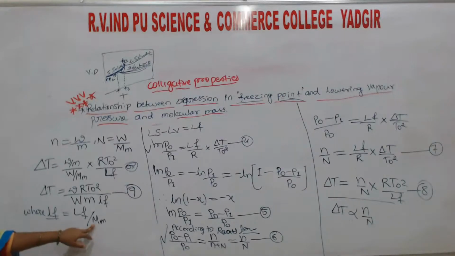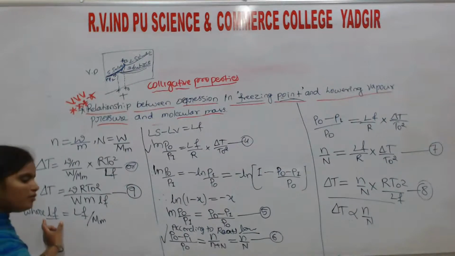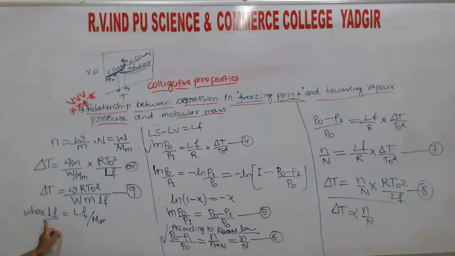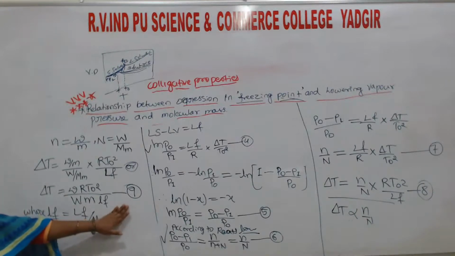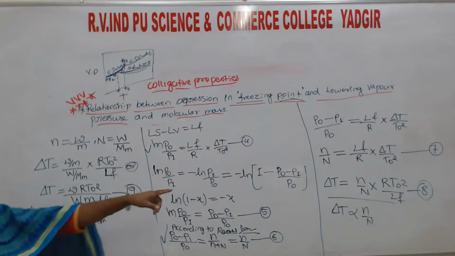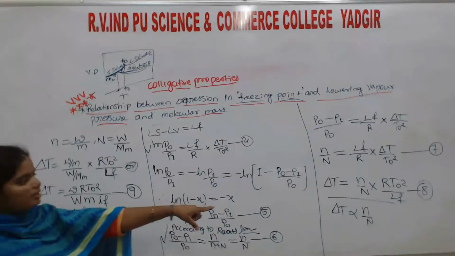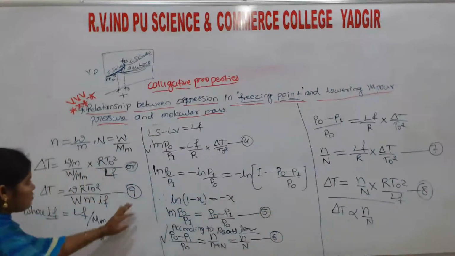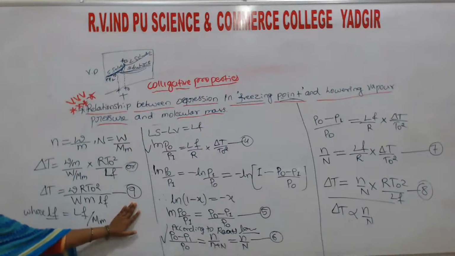This L_F is the heat of fusion per gram of the solvent. This is equation number 8 and this one is equation number 9.